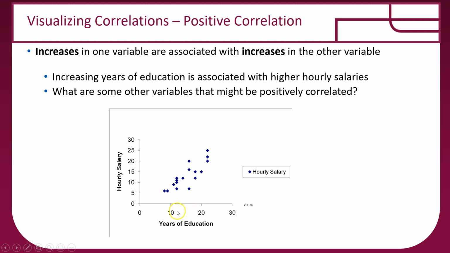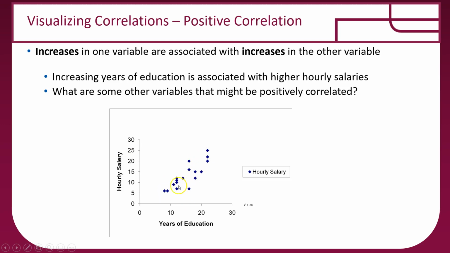But as you go up on years of education, someone who's had 22 years of education, they've gone to graduate school. Well, these people are making $25, $22 an hour. Their hourly salary goes up. So as your one variable goes up, the other variable goes up. That is called a positive correlation.